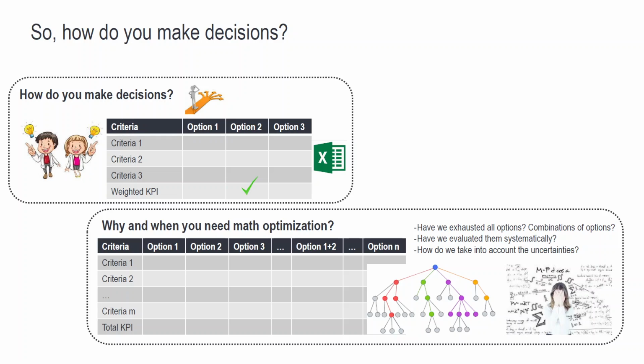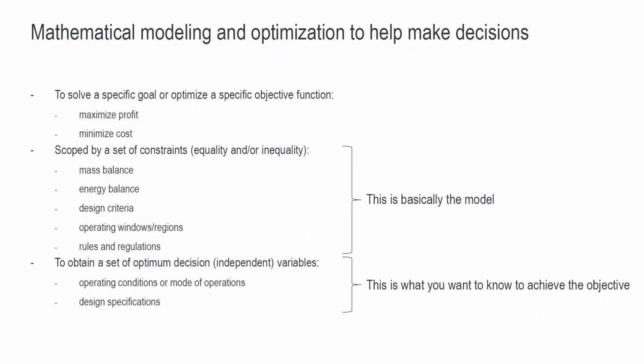So there is the situation where we need to have something much more elaborate. So mathematical modeling optimization, in its roots, is that we need to solve a specific goal or to optimize a specific objective function. Typically it is either maximizing profit or minimizing cost. And then we have a set of constraints. It can be equality or inequality.